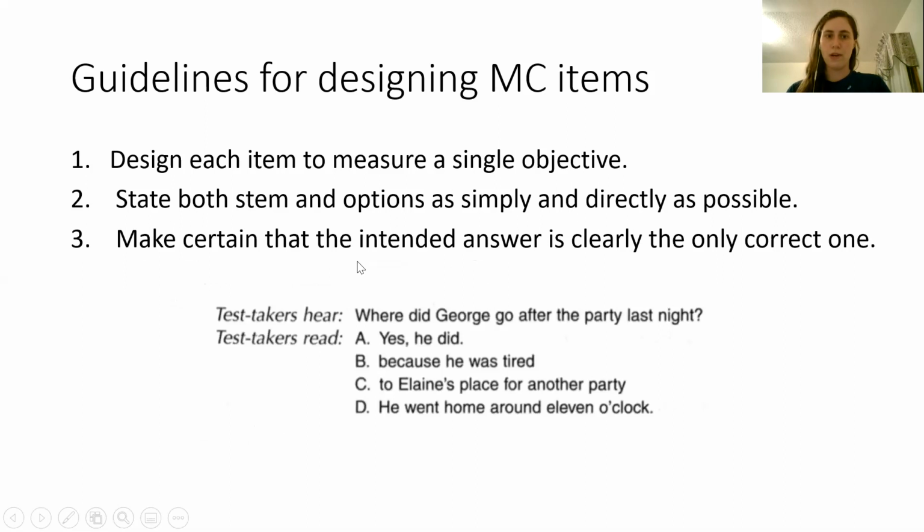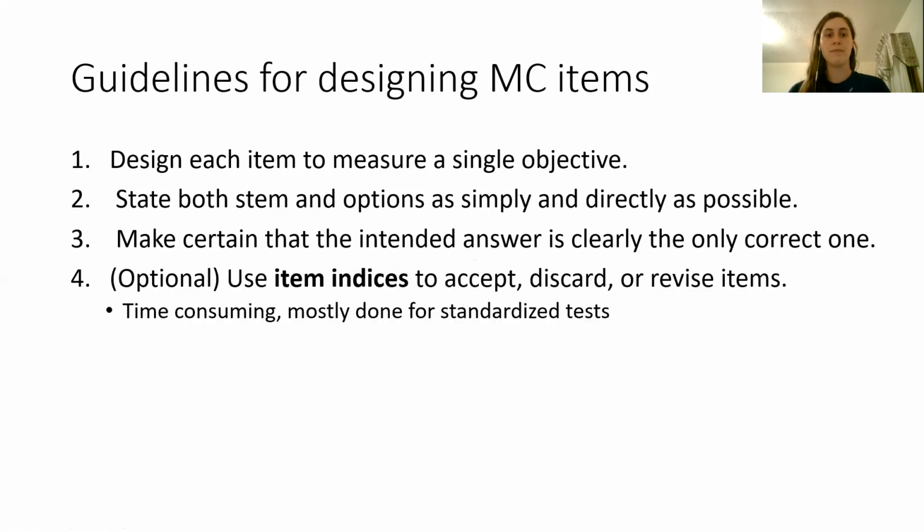All right, so we should make sure that the intended answer is clearly the only correct one. The stem of this question says, "Where did George go after the party last night?" And then "to Elaine's place" and "he went home." Those could both possibly be the correct answer. So that's not a very good multiple choice question.